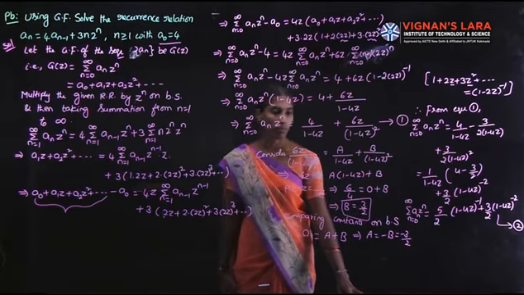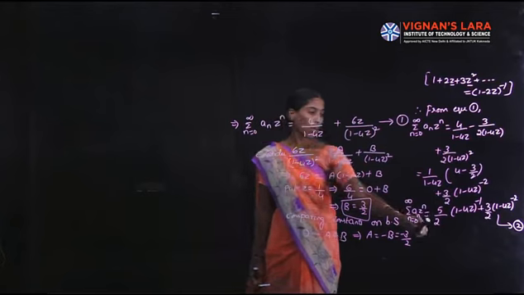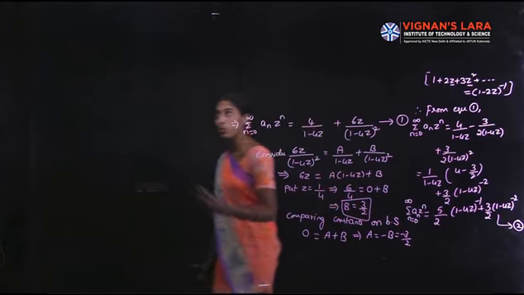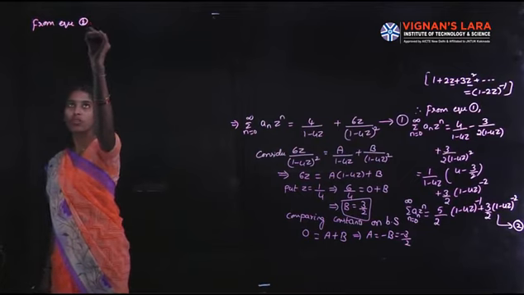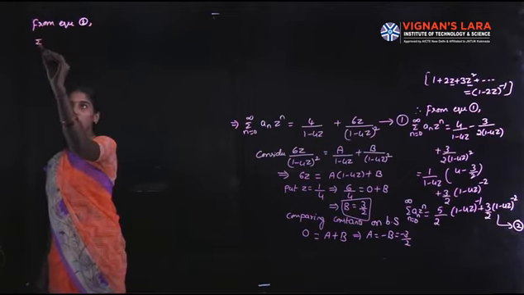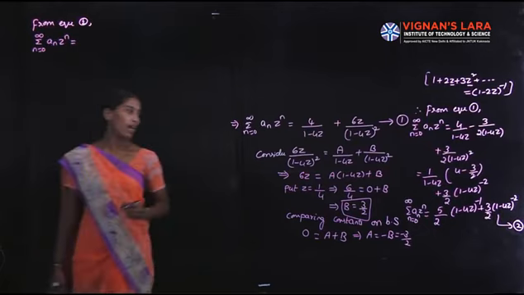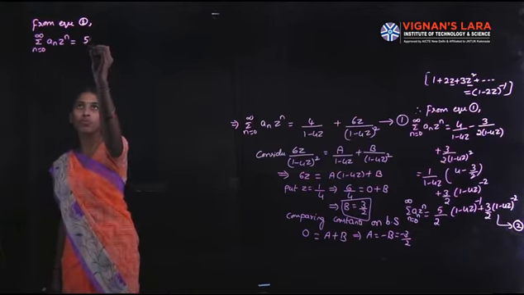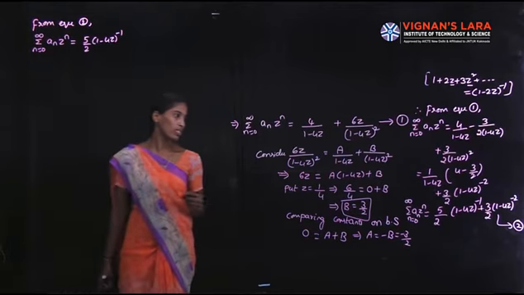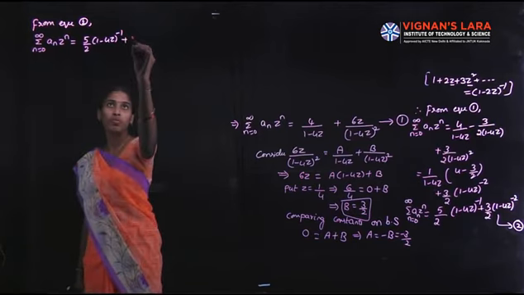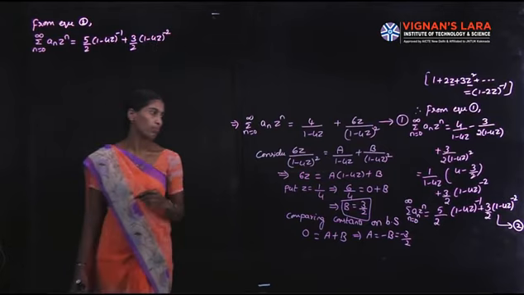We continue this one. Already more than half of the sum is completed. From equation 2, we get sigma n equal to 0 to infinity a_n z^n is equal to the RHS, 5 by 2 into (1 minus 4z) whole inverse plus 3 by 2 into (1 minus 4z) whole power minus 2.